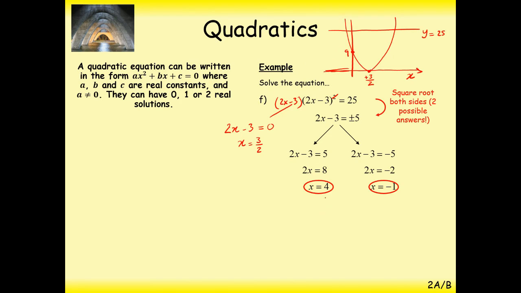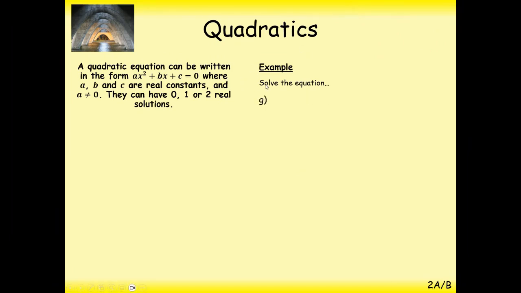Alright, what we found these solutions to be is where the horizontal line y equals 25 cuts the curve for 2x minus 3 times 2x minus 3. So that's why this value is x equals 4, and at this point x equals minus 1. And this is the y-axis. Alright, so let's look at another example.